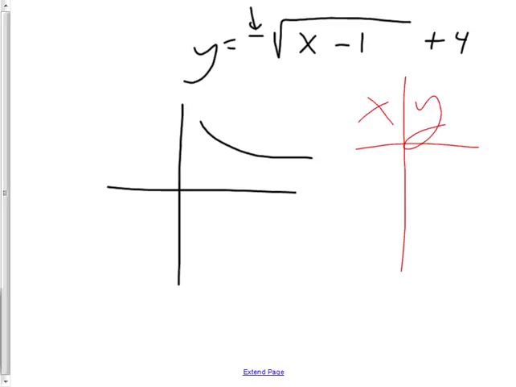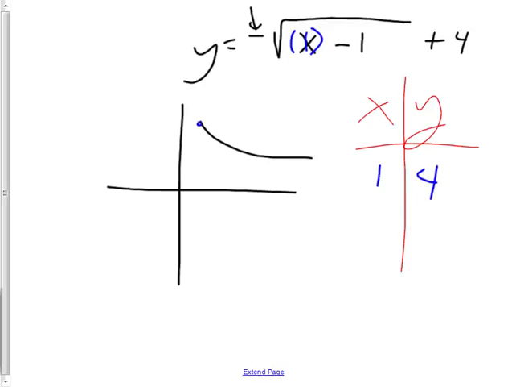Well, you can ask yourself that question by just making an XY chart and sticking in any number. Why would you pick something like 23? Pick a nice number like 1 or 0. Okay, I'm going to pick 1. I'm going to put in a 1 for the x. I put a 1 right there, and then let's do it from the inside out. So what's 1 minus 1? 0. Square root of 0 is 0. Opposite of 0 is still 0, plus 4 makes 4. Now I know 1 comma 4 has to be on my graph.